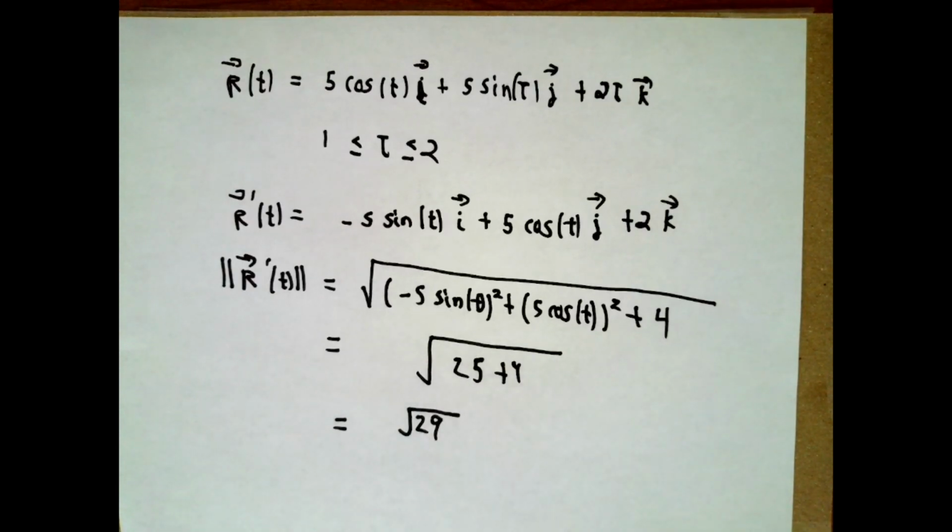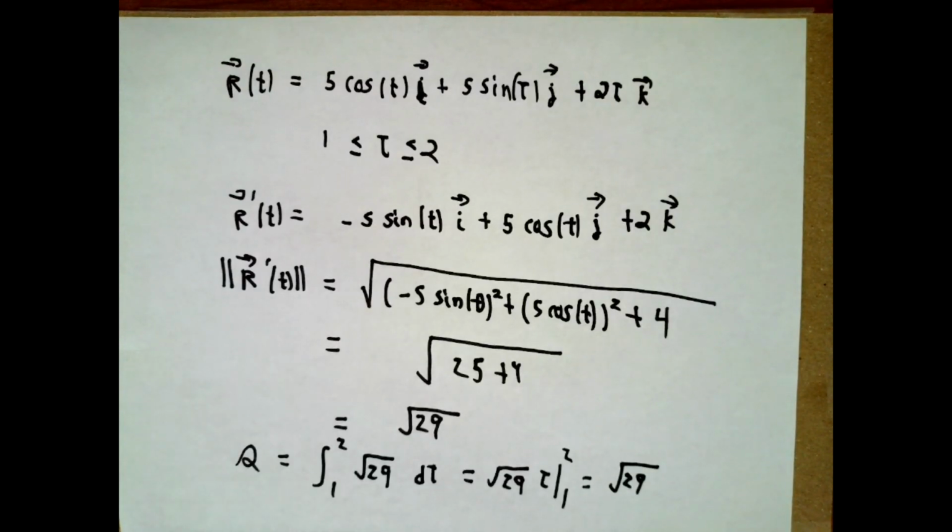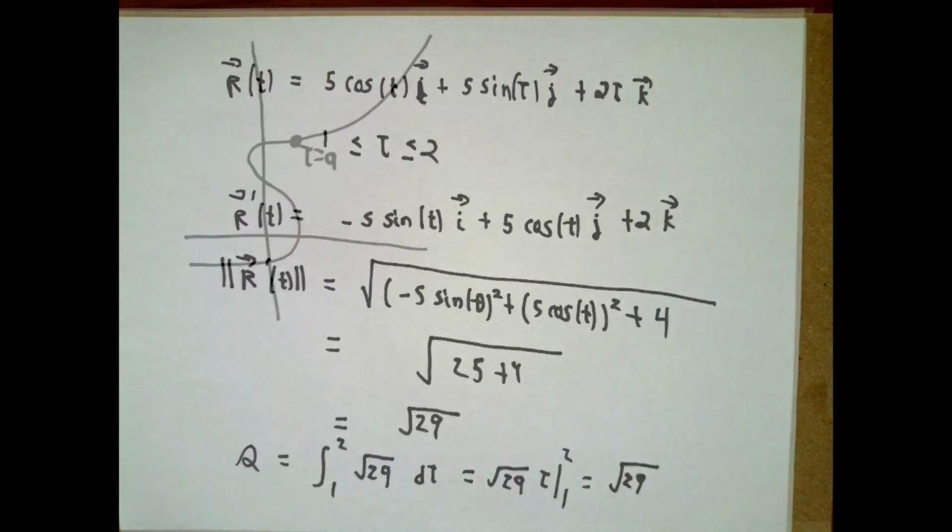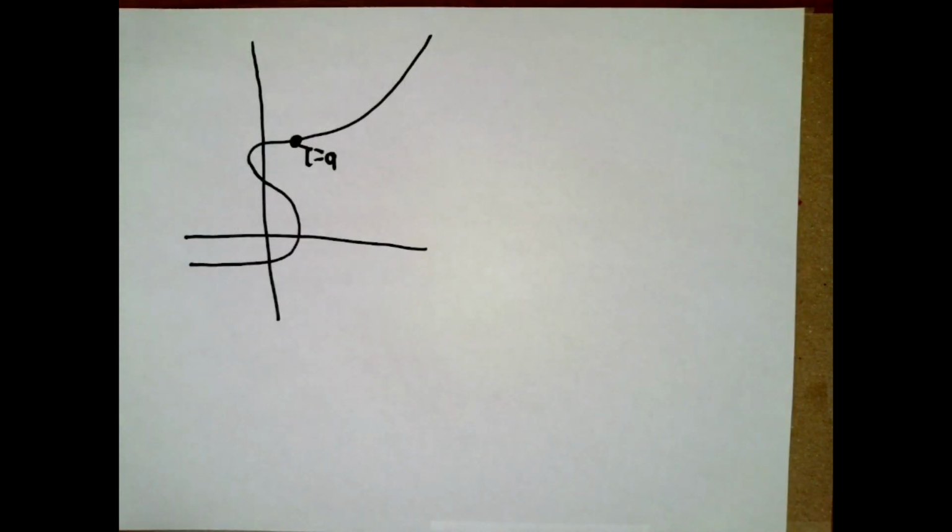In this particular case, for this particular vector-valued function, the speed works out to be a constant, which means that it'll be easy to figure out what the arc length is. The length along the helix, starting at t equal 1, ending at t equal 2, is radical 29 units of distance.